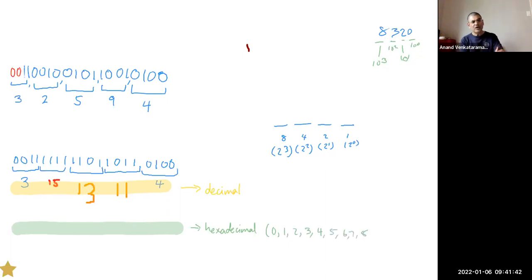Yeah, okay. So what is 11 in base 16, hexadecimal? We know that 10 is not written as 10 because we want to use a single symbol. So we say A, yeah? A is 10.